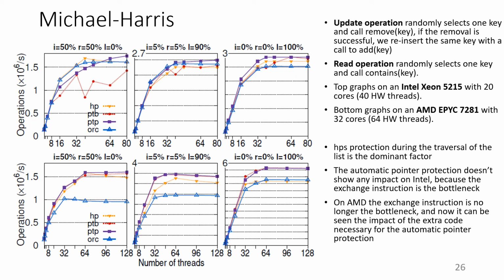As we can see, on the Intel machine, the automatic pointer protector for OrcGC doesn't show any impact. This is because of the exchange instruction in the getProtected method that is present in all memory reclamation schemes. This is the bottleneck, and because of that we cannot see the impact of the extra code necessary to automatically protect the pointer. This is not the case on the AMD machine, where we can see a drop in performance for the OrcGC memory reclamation scheme.